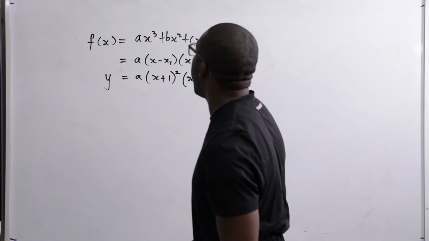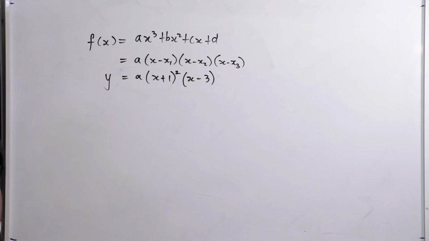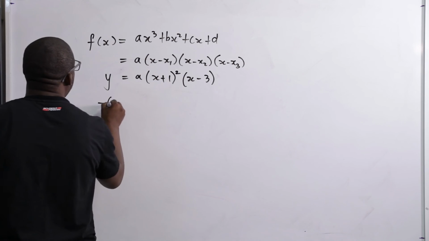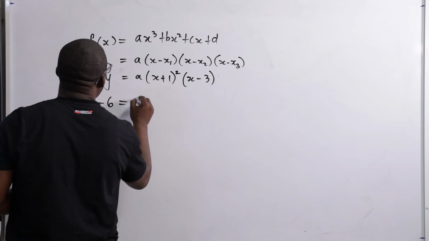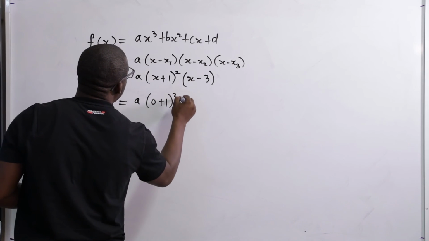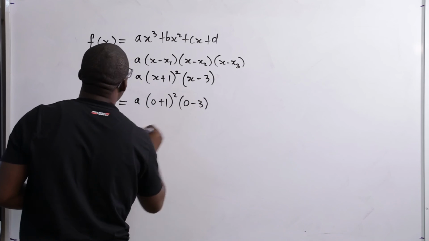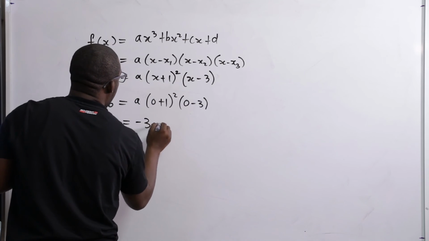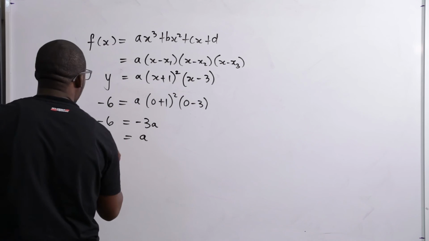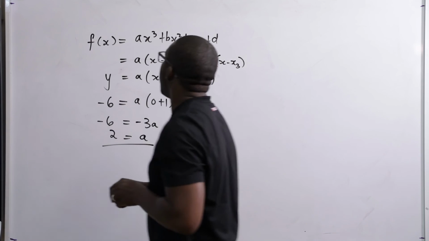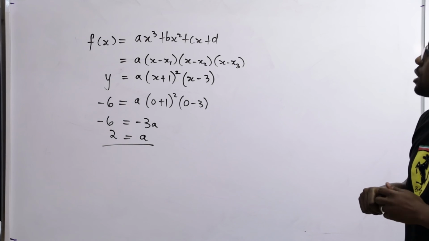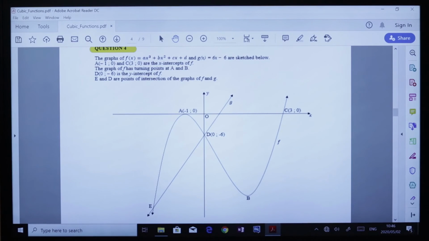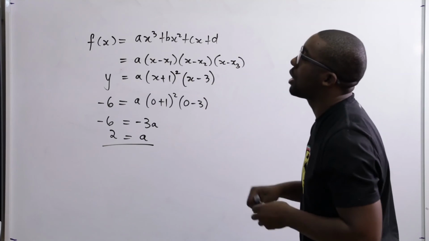We need to solve for a. To solve for a, we only need to substitute a point on that graph. We are given the point D, which is negative 6 for y, and 0 for x. So this is a times 0 plus 1 squared, multiplied by 0 minus 3. Final answer, minus 6 is equal to minus 3a. Therefore, a is equal to 2. If you analyze the value of a, you'll see that it makes sense in the context of the question. The function is an increasing function, so its a had to be positive. That is exactly what we're getting.